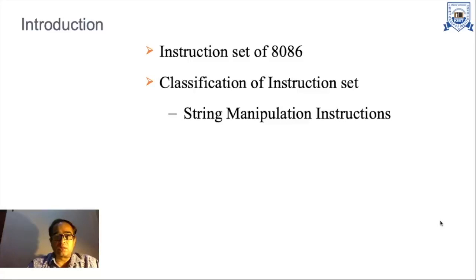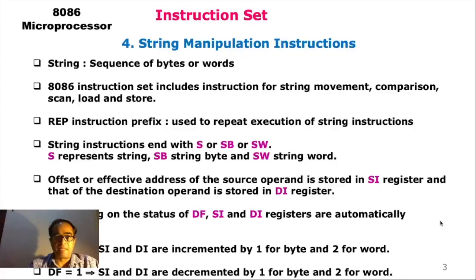As mentioned, in this particular presentation, we'll be talking about the string manipulation instructions, which is a category of the instruction set. Now, what are the string manipulation instructions? So what are strings basically? Strings are sequences of bytes or words. Bytes means 8 bits and words means 16 bits. So these are sequences of 8-bit bytes or 16-bit words. The 8086 instruction set includes instructions for string movement, comparison, scan, load, and store.